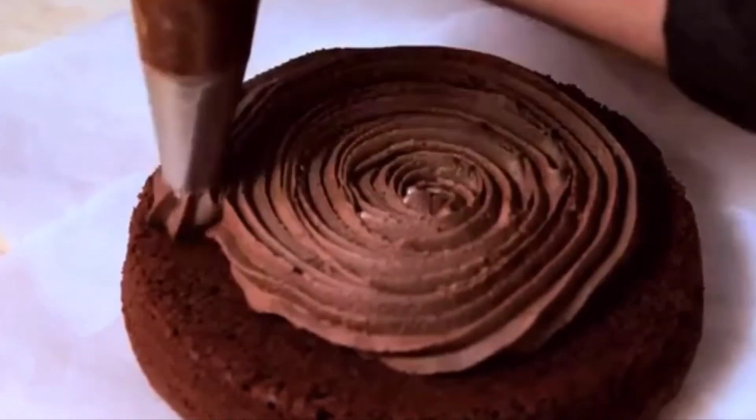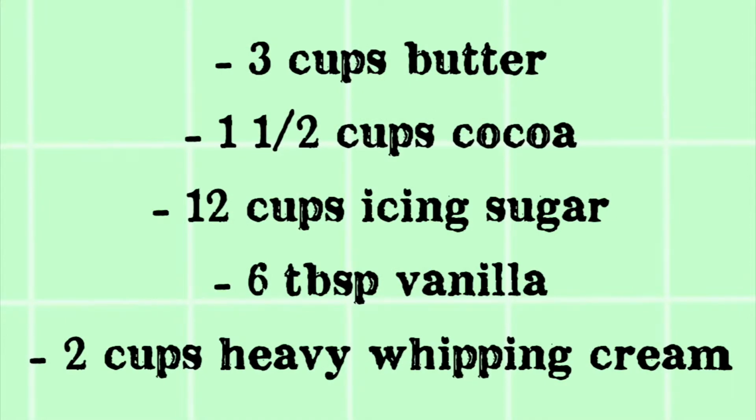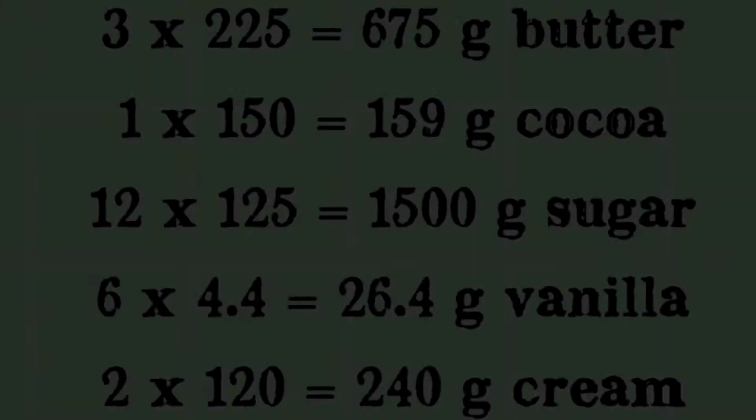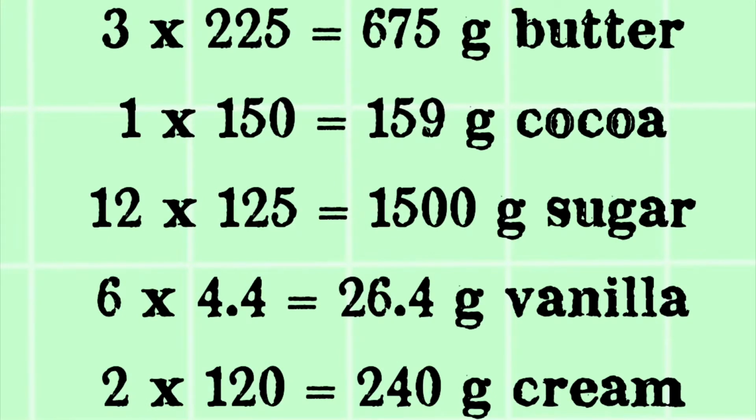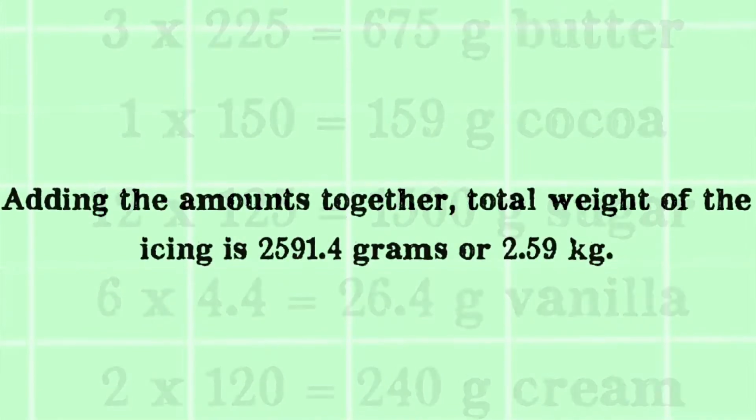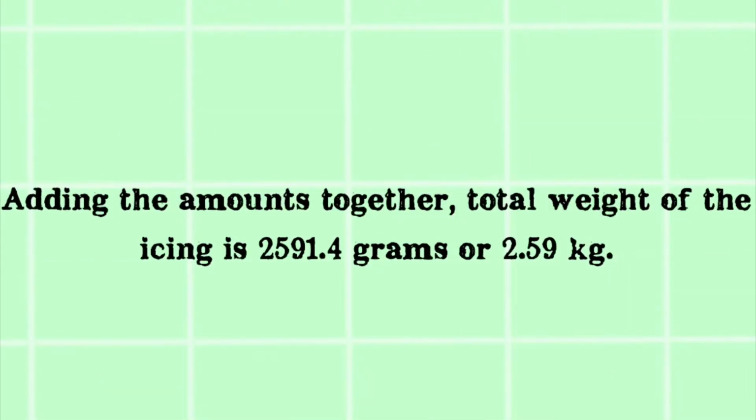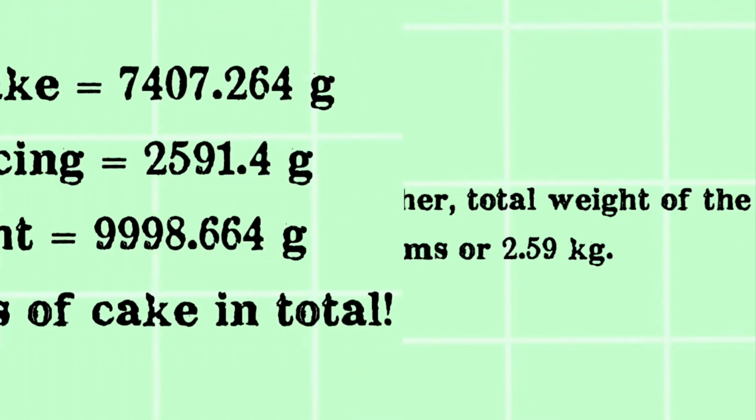The recipe that we followed called for the following ingredients: 3 cups of butter, 1.5 cups of cocoa powder, 12 cups of icing sugar, 6 tablespoons vanilla extract, 2 cups of heavy whipping cream. The weights of each of these ingredients are as follows. After adding all these ingredients together, the total amount of icing needed for the cake was 2,591.4 grams, or about 2.59 kilograms.